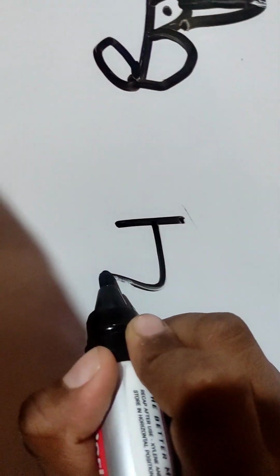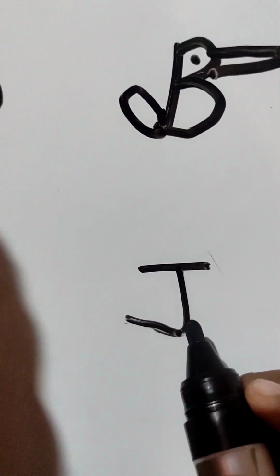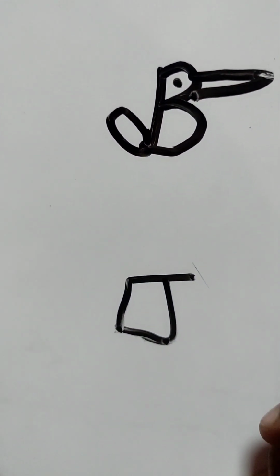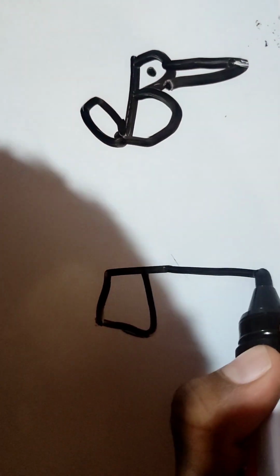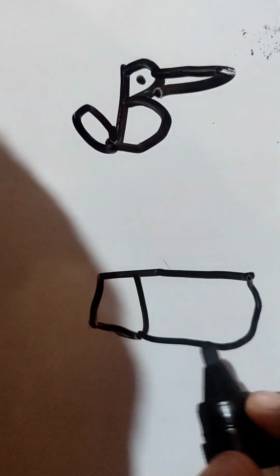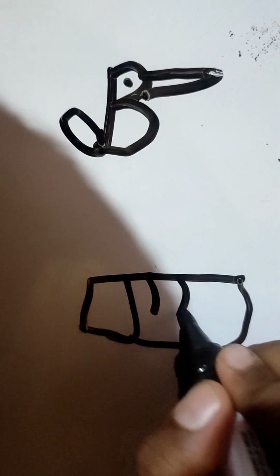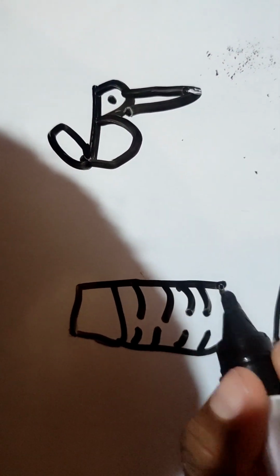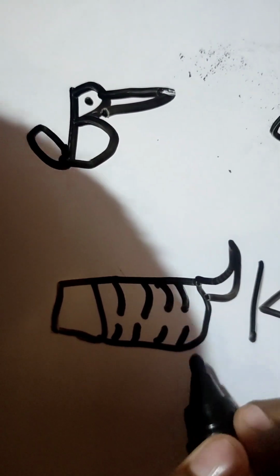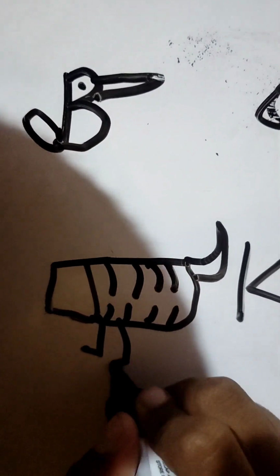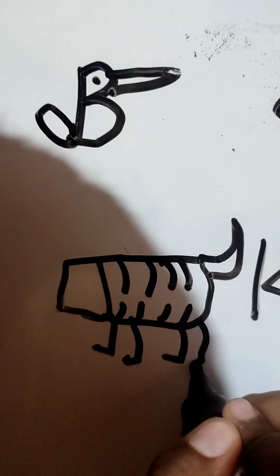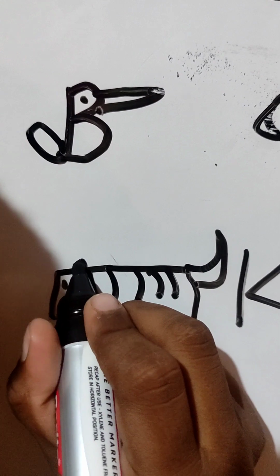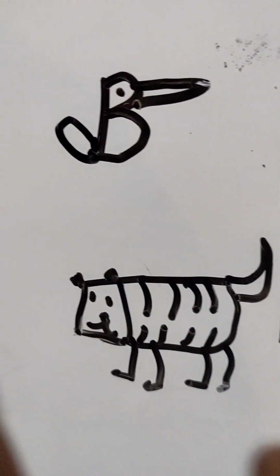Now we can move on to J. For J we can draw like this. Then something like this. You cannot understand what I'm drawing, right? After, you will see. I'm drawing a tiger.